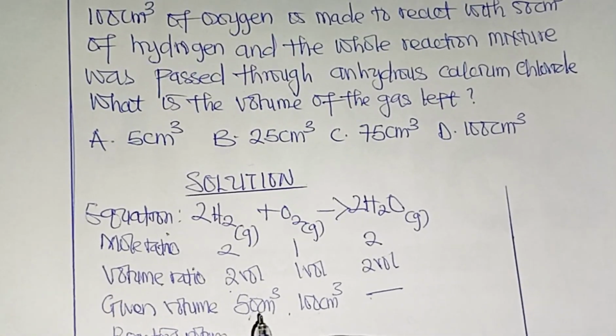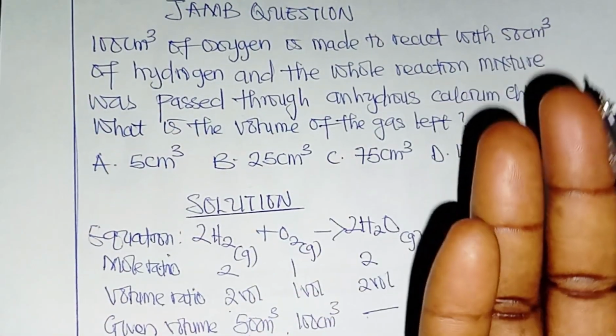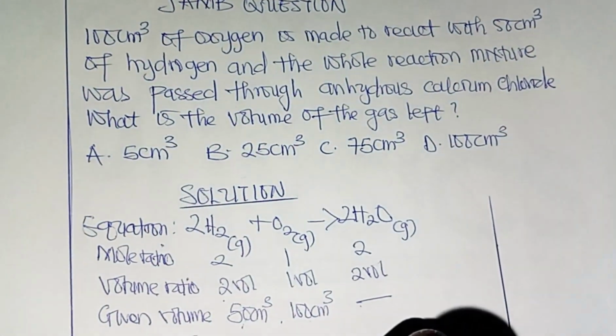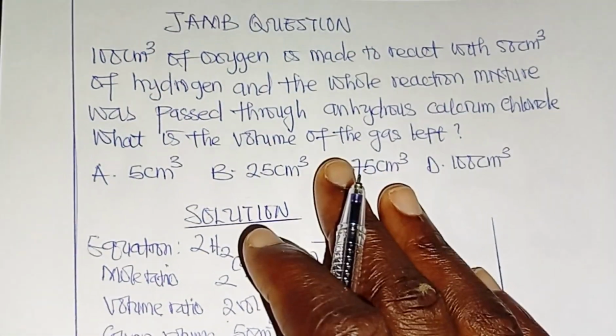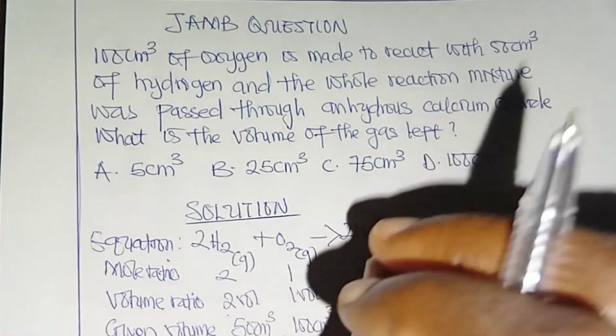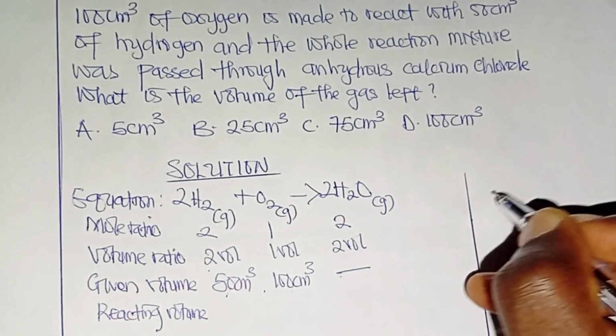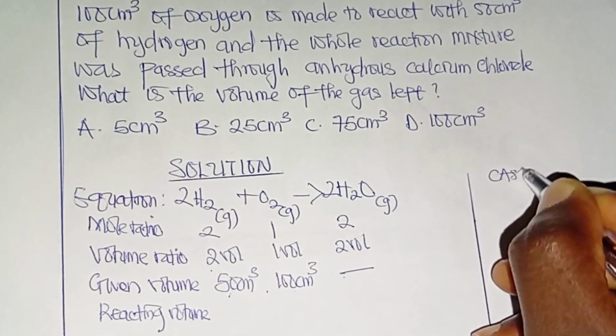Note that you have 50 cm³ of hydrogen does not mean that all of it will react, or that you have 100 cm³ of oxygen does not mean all of it will react. It is your duty to get the reacting volume. And how do you get the reacting volume? Very simple. Let's call this case 1.